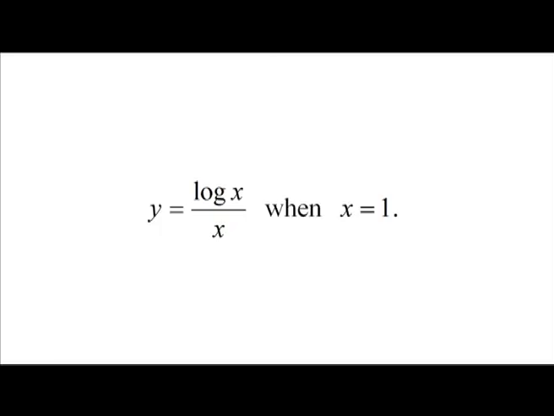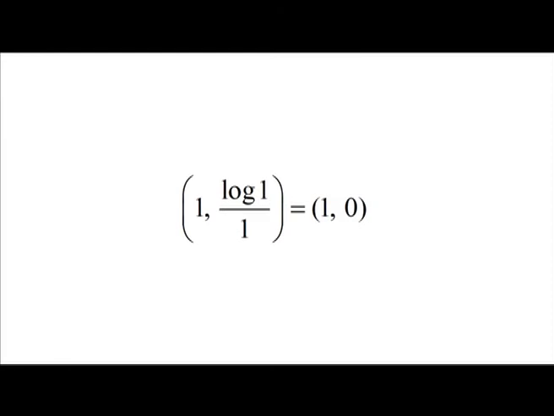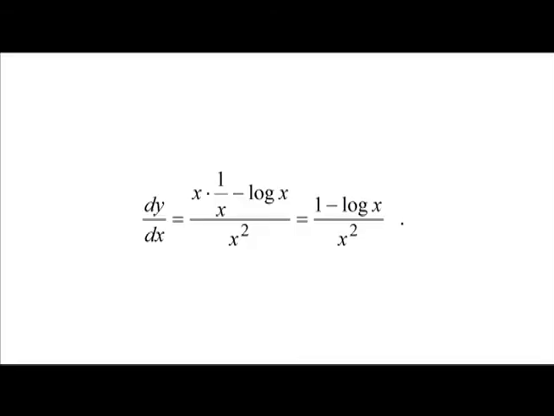As another example, we find the radius of curvature of y is equal to log x by x when x is equal to 1. That is, at the point ordered by 1 log 1 by 1, which is equal to ordered by 1 0 on the curve. Applying the quotient rule of differentiation, the given equation gives dy by dx is equal to x times 1 upon x minus log x all divided by x square, which is equal to 1 minus log x all divided by x square.